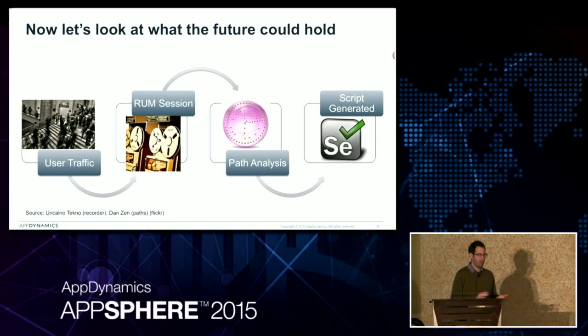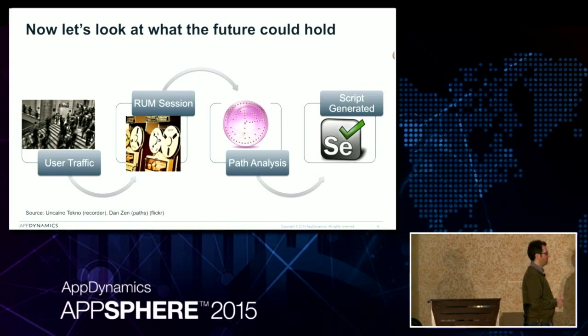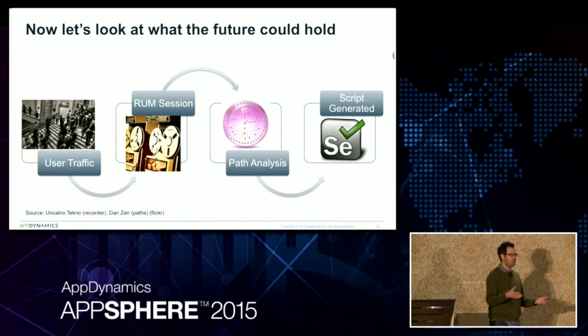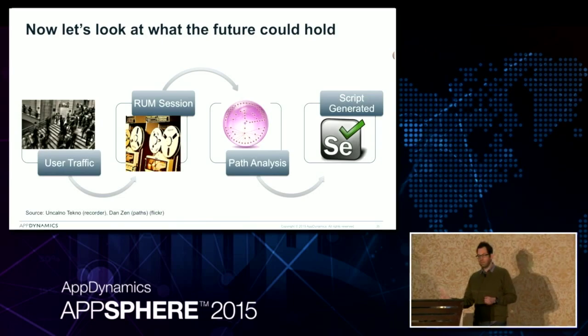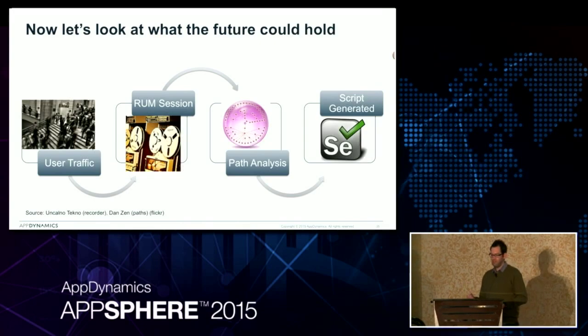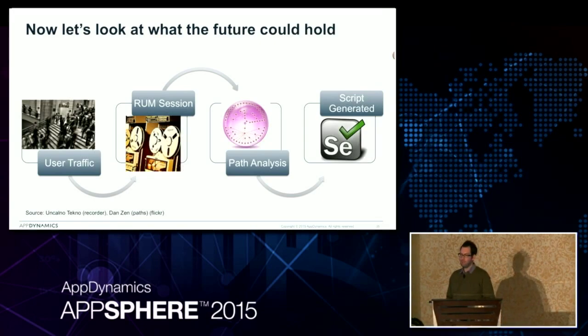So we've got traffic coming to your site. You could monitor that with our browser real user monitoring product. And one of the new features we're bringing in the next release is this sessions capability. So that's basically a real user script, the user journey through the site. What if, in the future, we could analyze the different paths users took and then generate Selenium scripts based on that? That would be pretty cool.